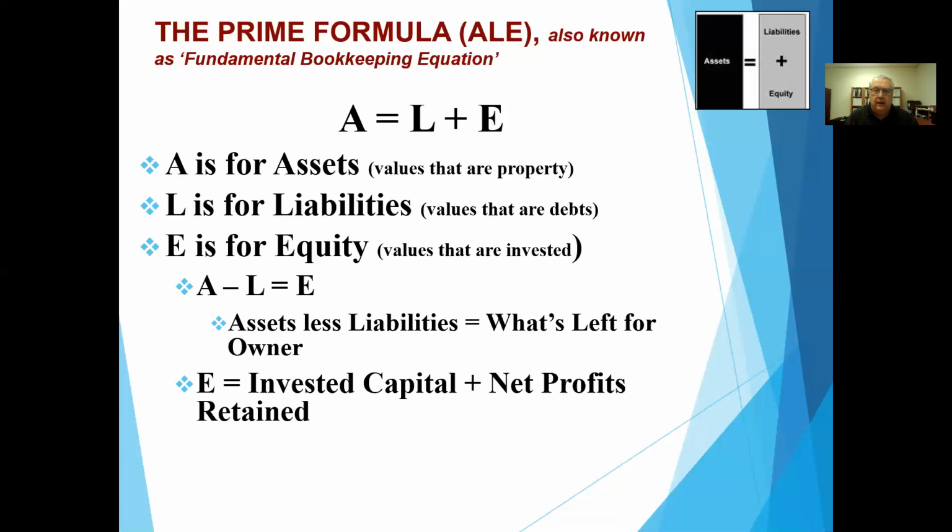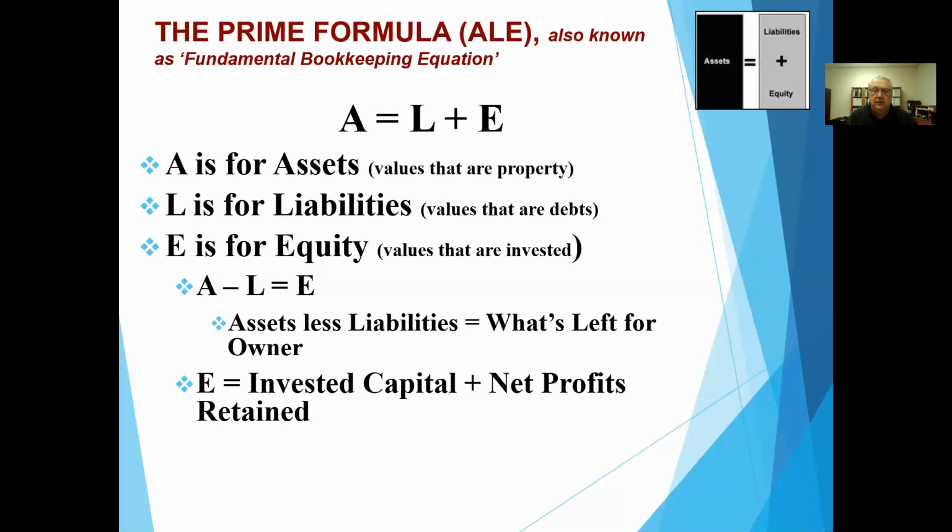Then we have the letter L, which stands for liabilities. Liabilities are not so good. We don't like liabilities. This is monies that we owe. The more money we owe, the more trouble the organization's in. And then we have the third part, which is E for equity. Equity is an interesting one.